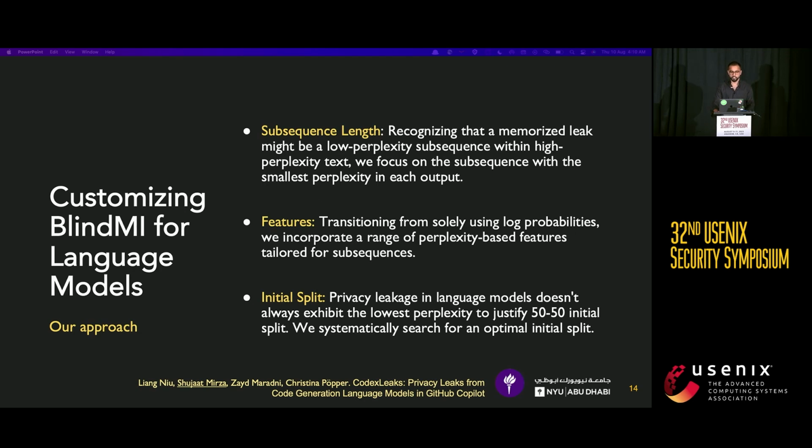As far as the features are concerned, we move away from the naive log probabilities and incorporate a variety of perplexity-based features. And for the initial split size, we understand that the privacy leaks in language models do not necessarily have the lowest perplexity. An output that is completely generated but is correct and natural code will have lower perplexity than a randomized password that is part of the training set. So we perform a systematic search for an optimal initial split for the blind MI attack.